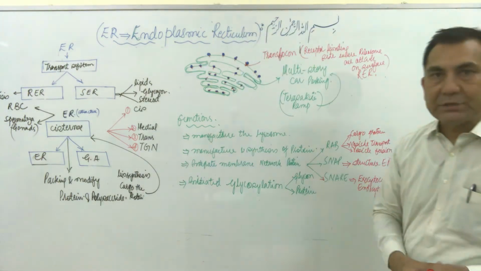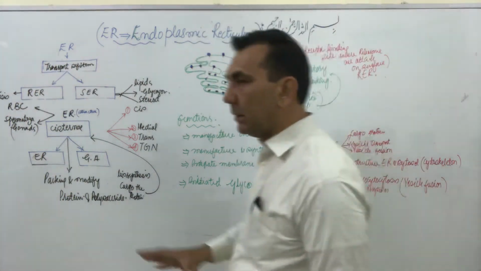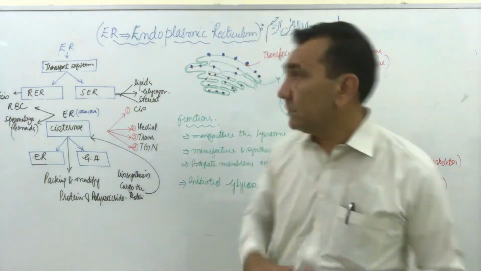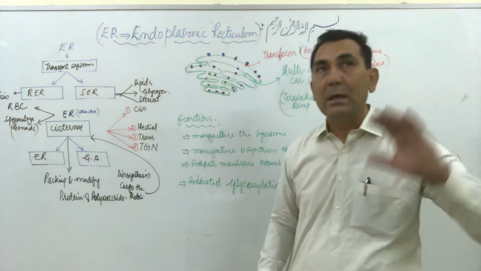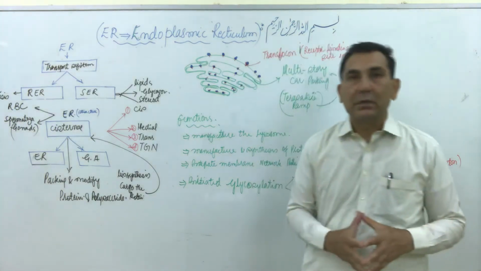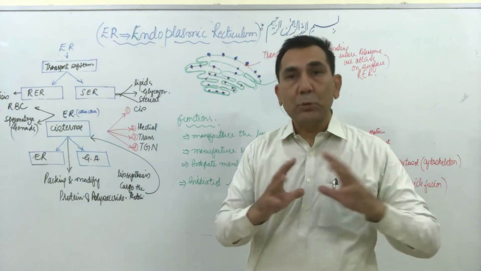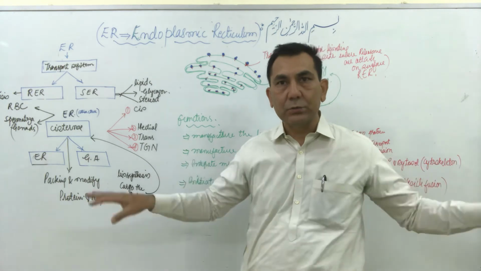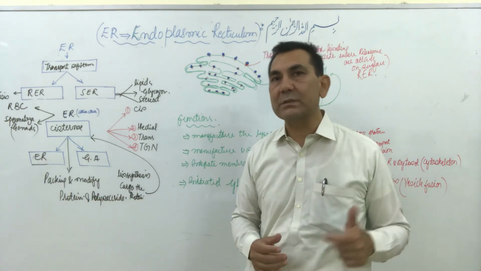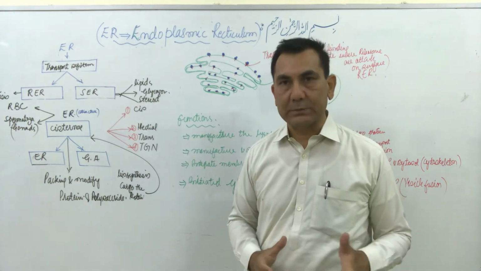So in today's lecture we will stop our lecture over here. We learned in today's session about the main organelle of the cytoplasm, the endoplasmic reticulum. The endoplasmic reticulum is the transport mechanism of the cell. It is divided into two main parts, two subunits. One is called the rough endoplasmic reticulum, and the second is called the smooth endoplasmic reticulum.